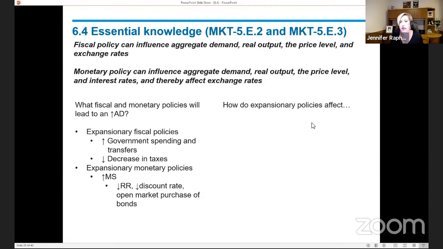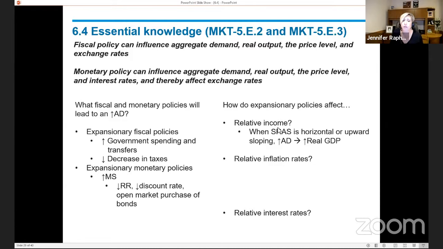All right, now let's connect that to how do those expansionary policies affect our major economic conditions: relative income, relative inflation rates, and relative interest rates. And the answer is, for each one, it kind of depends. So let's think about it. If you're in the short run and your short run aggregate supply is horizontal or upward sloping, an increase in aggregate demand generates an increase in real GDP. And unless you're told otherwise, you should assume in the short run you have an upward sloping short run aggregate supply curve.